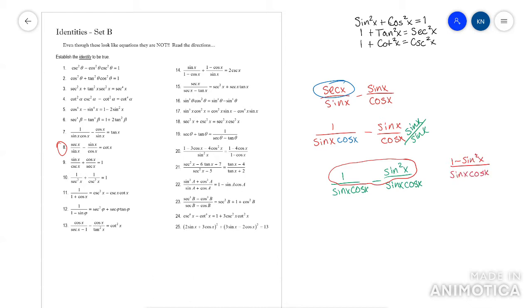Well, 1 minus sine squared is that first rule. That's cosine squared, this right here. So this is going to become cosine squared on top over that sine cosine. And then now you should be looking to cancel one of these cosines. And so you're left with cosine over sine, which is cotan, which is what I wanted. So I'd be done with that problem. Okay.